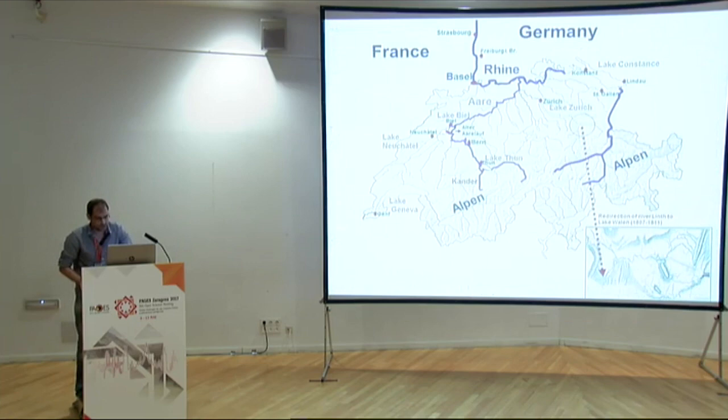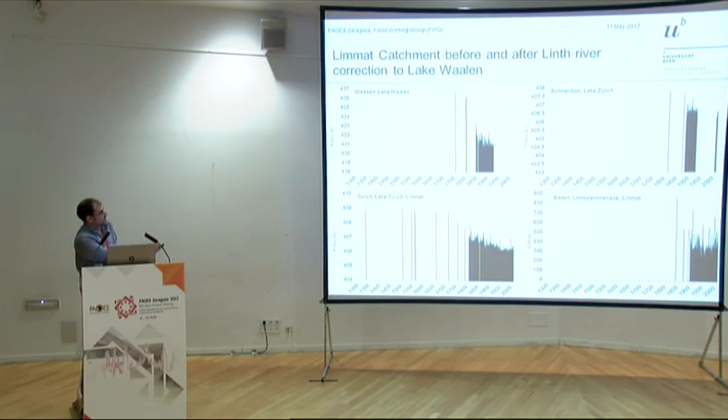This is caused because in 1807 to 1811, they deviated the major tributary, which is the Linth River, to this lake here, to Lake Walen. And then we see similar development because of the additional retention capacity, as we saw here in Basel. So this is at Wesen, right at Lake Walen, before the correction, after the correction. Lake Zurich, before the correction, after the correction.